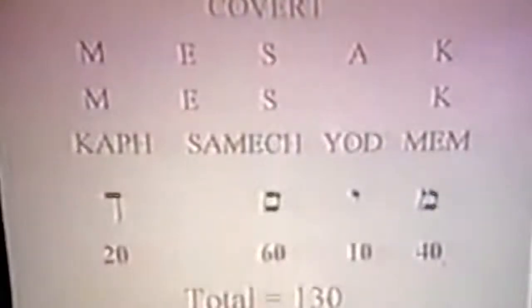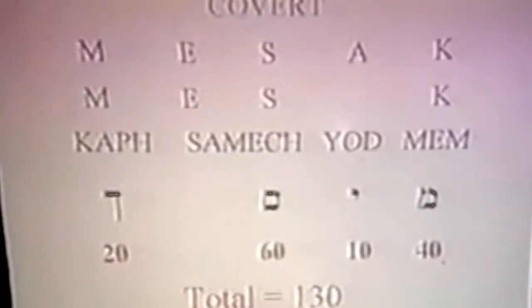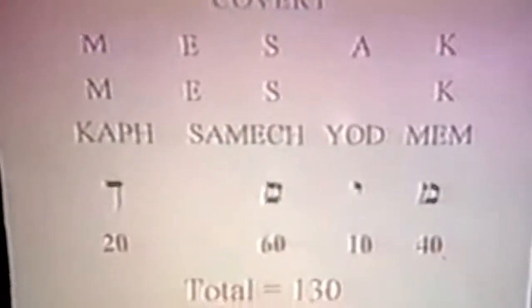It has a value of 130. Numbers 13 is the 130th chapter in the Bible. But wait a minute, I found another word. It's the word sight. Again, it equals 130. I'm looking in Numbers 13.